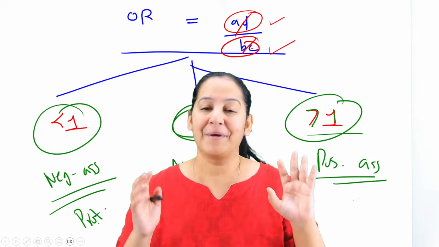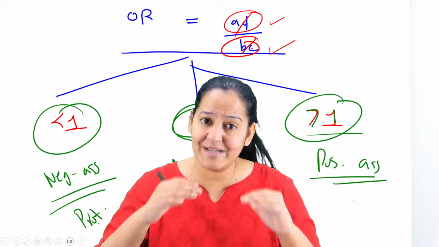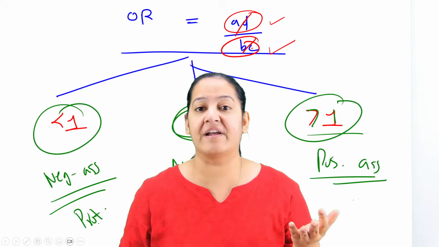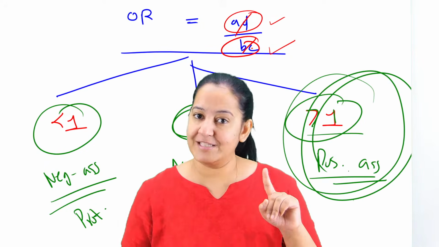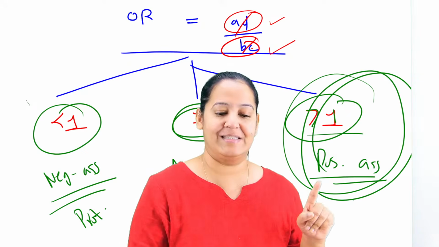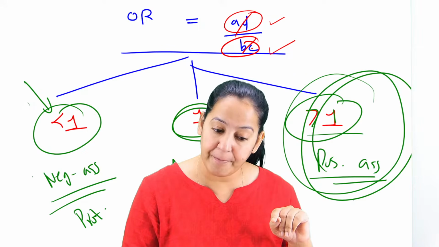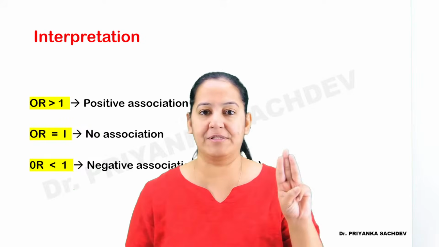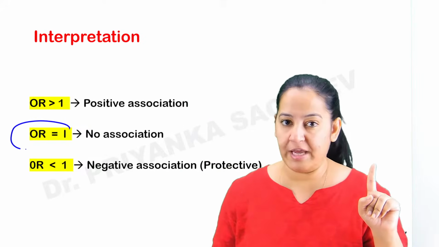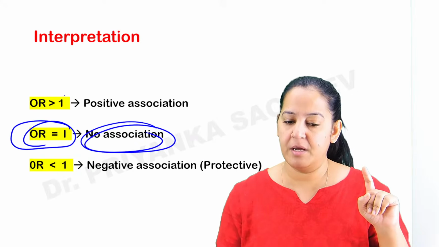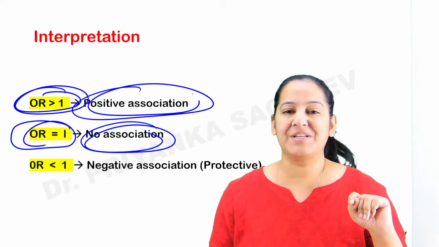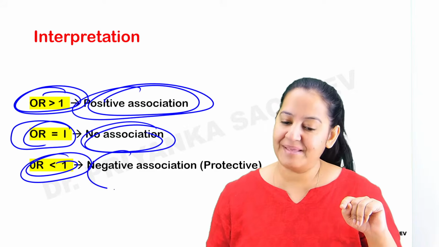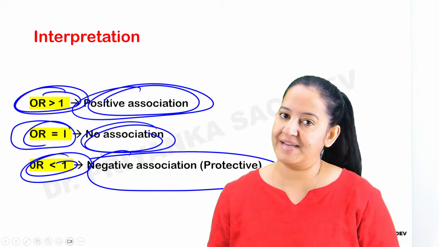This is not true because this hypothesis has been tested hundreds of times by various investigators, and every time we get this result, it is more than 1. But imagine if it is less than 1, it is a protective effect, a negative association. So there are 3 possibilities in front of you. Odds ratio equal to 1 means no association. More than 1 means positive association. And less than 1 means negative association or a protective role. That is the meaning of the odds ratio.